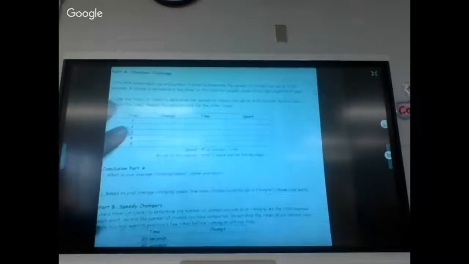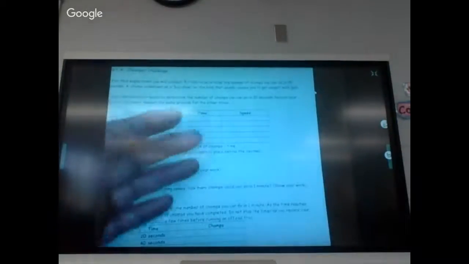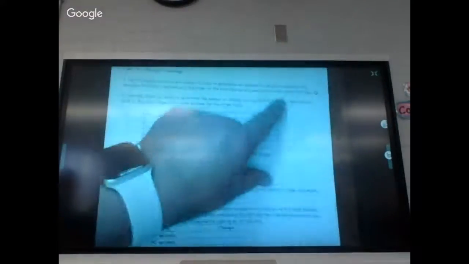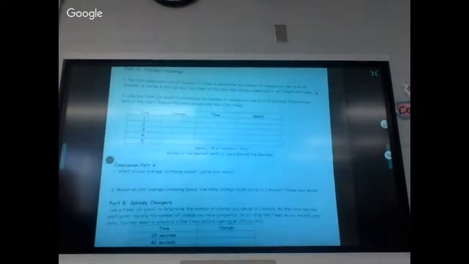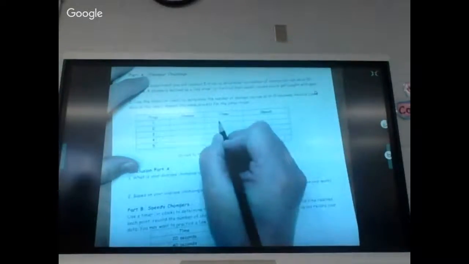Now, some of you are going to chomp, let's just say 30 times. So 30 divided by 30 seconds, because I tell you to use 30 seconds. Most of you are probably going to have more than 30, but let's say you chomp 34. I'm just making this up. Do not write it down. Let's say Miss Wall chomps 34 times in 30 seconds. Okay? Somebody divide 34 by 30 for me.